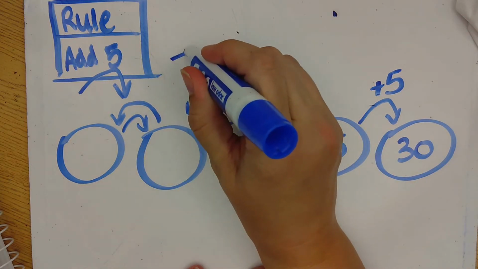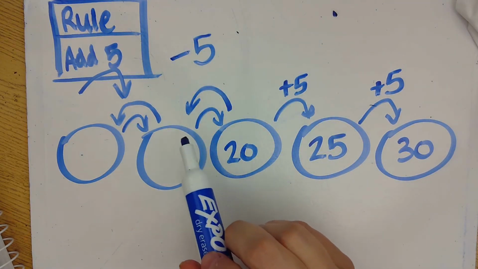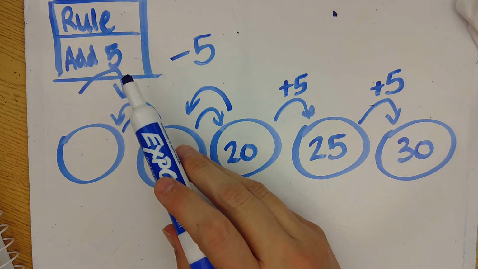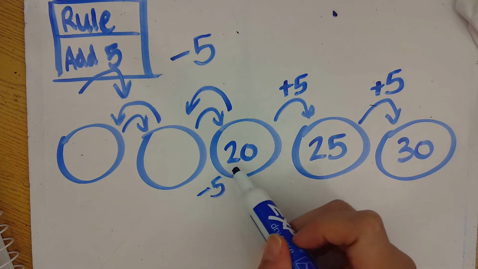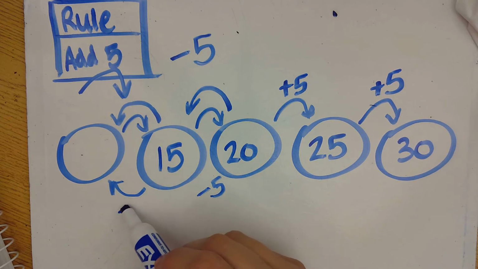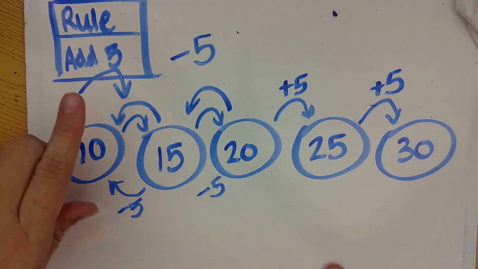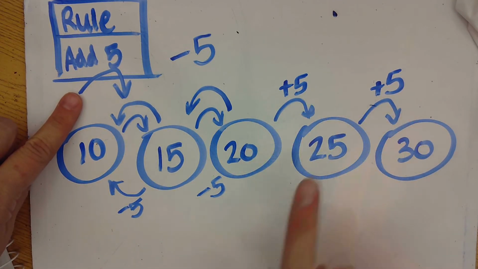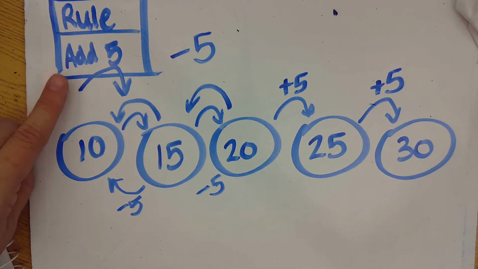If you said subtracting 5, then you are correct. So if I have to go backwards, I have to do the opposite of whatever is in the rule box. So 20 take away 5 is 15, and 15 take away 5 is 10. Do you see how that worked out? If my arrows are going to the right, I can follow that rule pretty easily. But if there's something missing from the front and I have to go backwards to solve the problem, then I have to do the opposite of whatever is in this rule box.